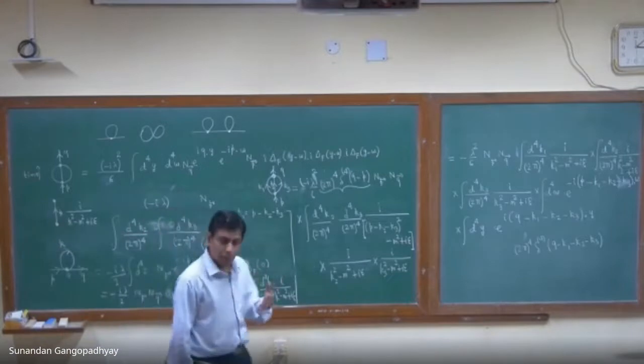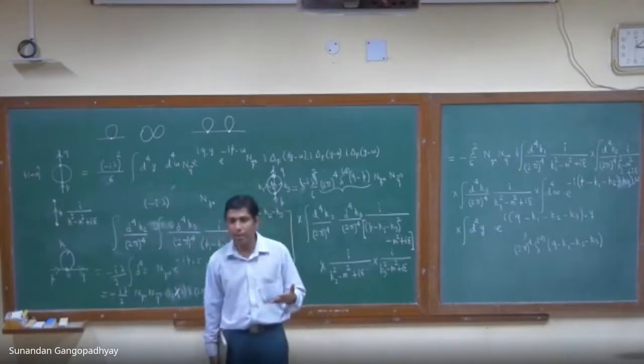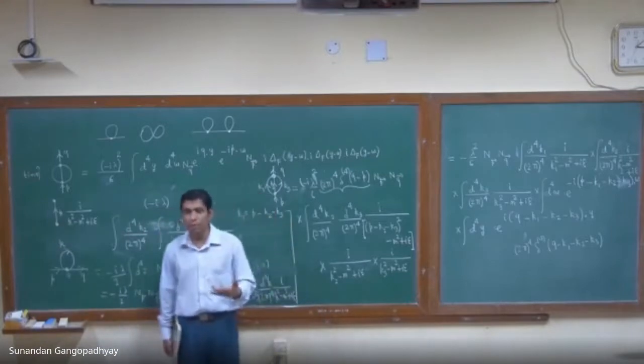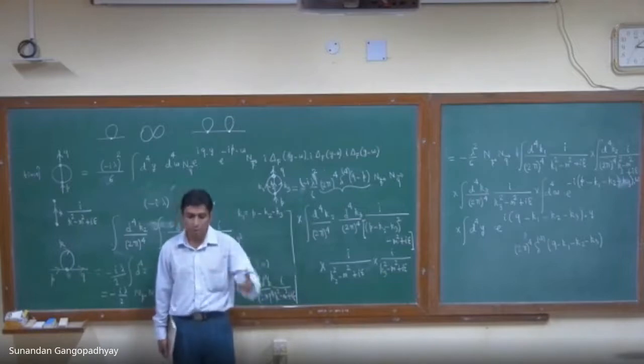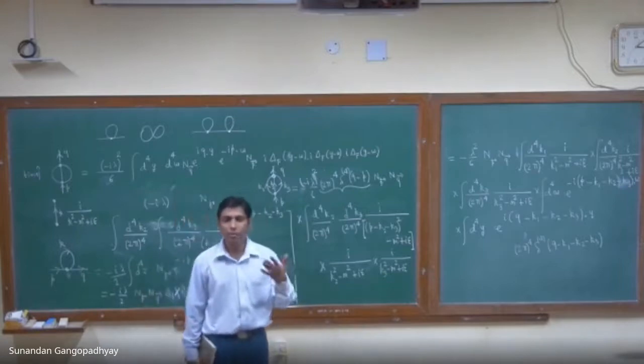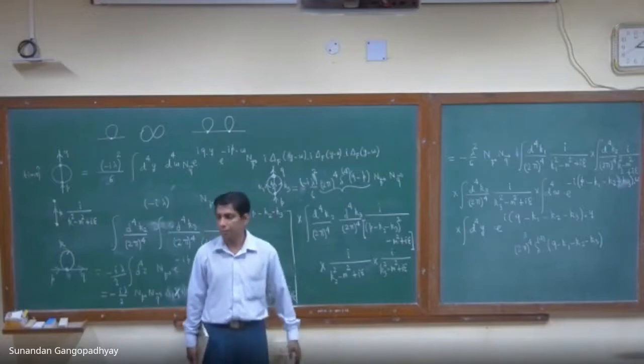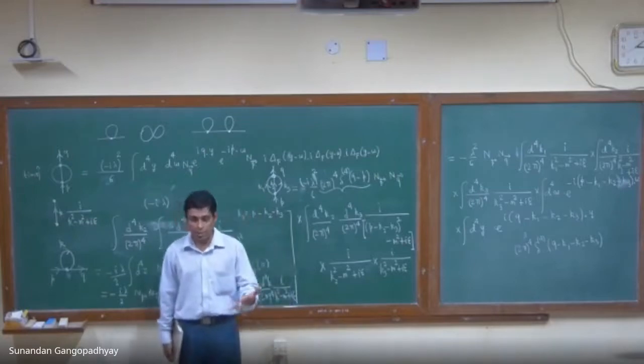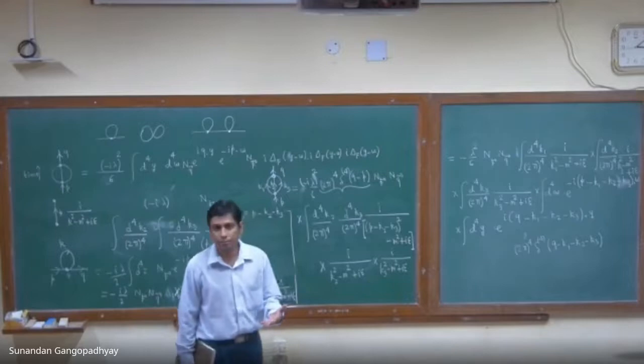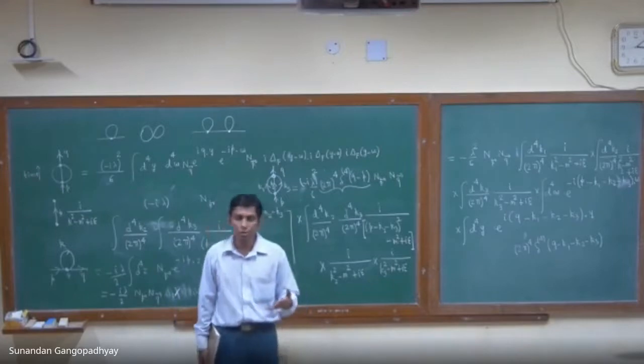It is not that you will not be able to make predictions. For example, there are theories like the 4-Fermi theory in beta decay. This is a theory which is not renormalizable. The 4-Fermi theory is not renormalizable.